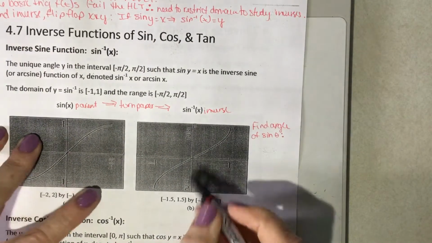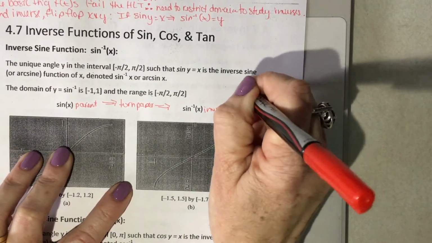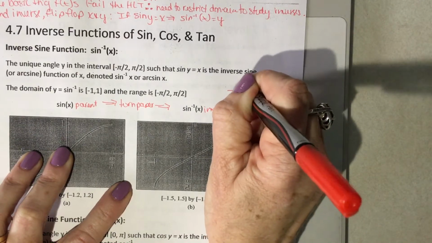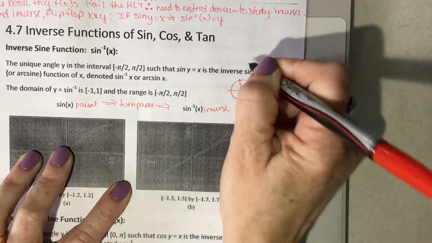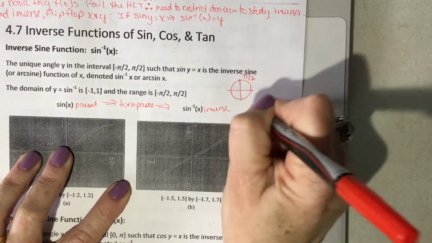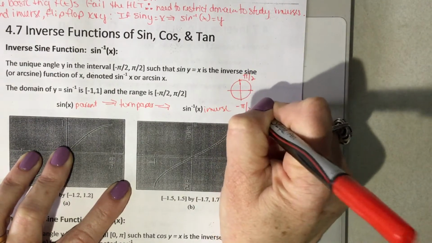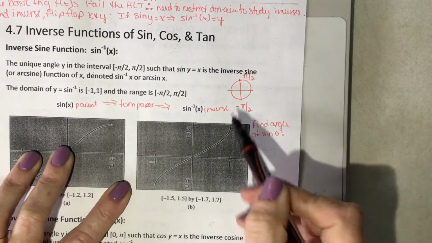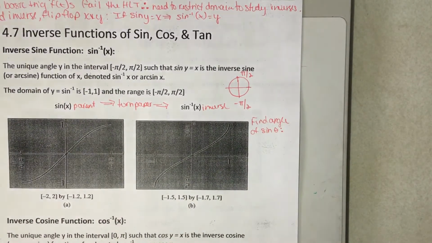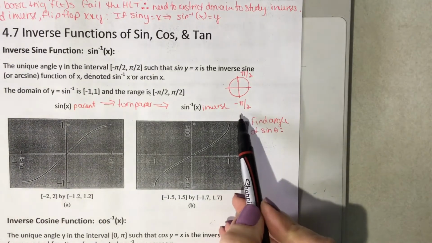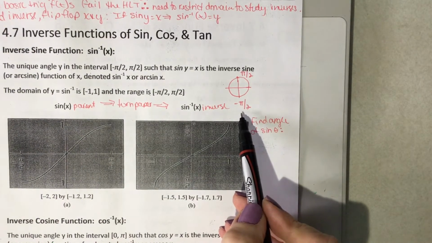And if you look at this, if I would put this so that we can understand it on a unit circle, I have pi over 2 at the top, and I have negative pi over 2 at the bottom. Now, if you look at your unit circle, you don't have negative pi over 2, you have 3 pi over 2.